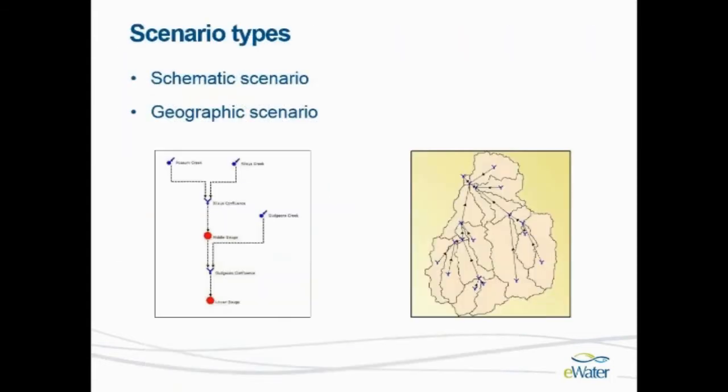There are two types of scenarios that you can build in Source. You have a schematic scenario. On the left-hand side of the screen, you'll see an example of a schematic scenario where the geographic location of the points is less important, but the connectivity of how points relate to each other is very important. On the right-hand side of the screen, you'll see an example of a geographic scenario. Now, a geographic scenario is what we will be focusing on in this course. It is how we build our rainfall runoff modeling into a geographic scenario, where we're actually interested in the connectivity between catchments and how water moves through our catchments.